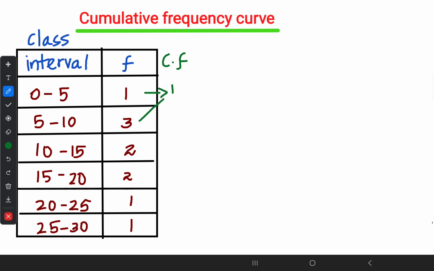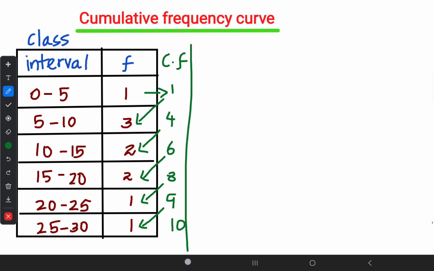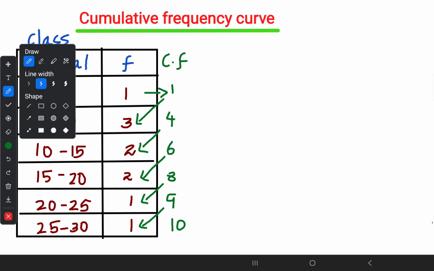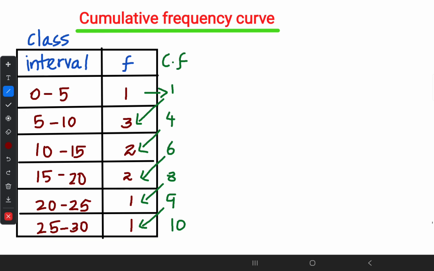Thereafter 1 plus 3, it would be 4. 4 plus 2, it is 6. 6 plus 2, it is 8. 8 plus 1, 9. 9 plus 1, it is 10. So the cumulative frequency, that task is over. The only thing we have to do hereafter is produce a cumulative frequency curve.